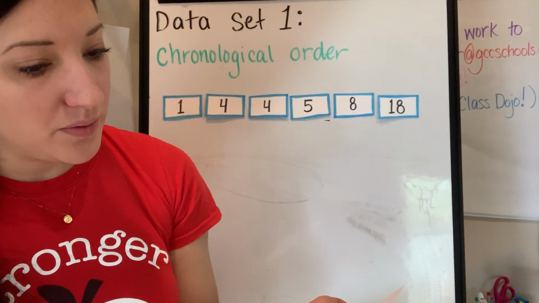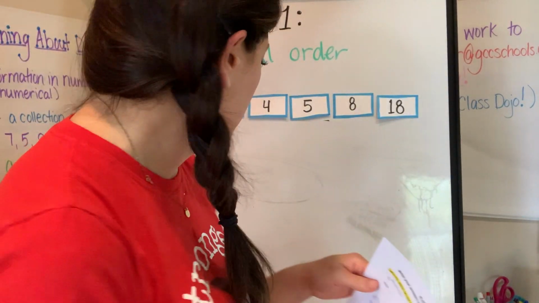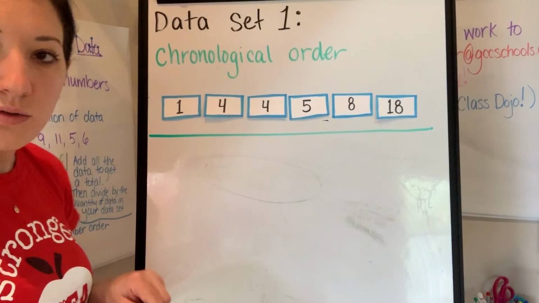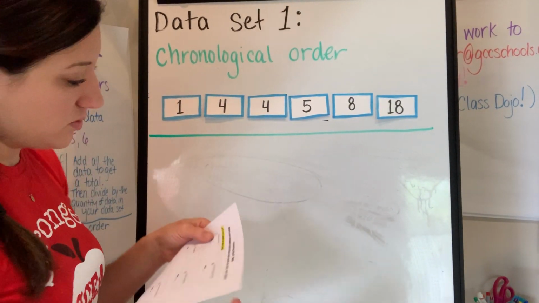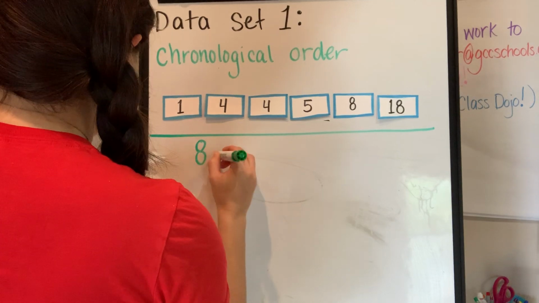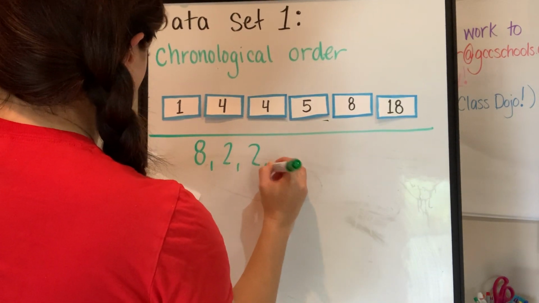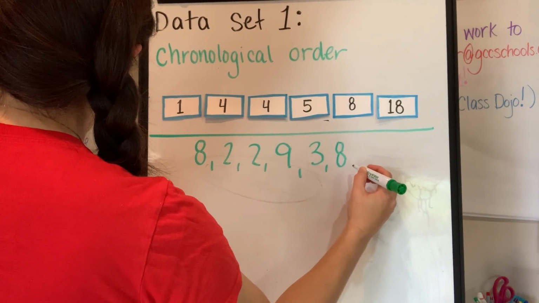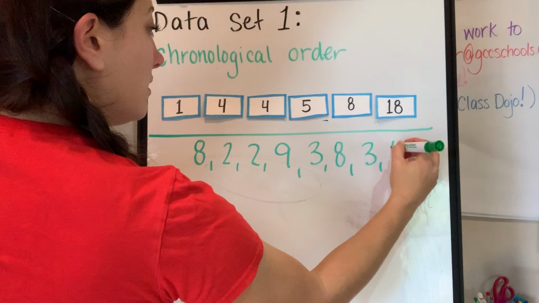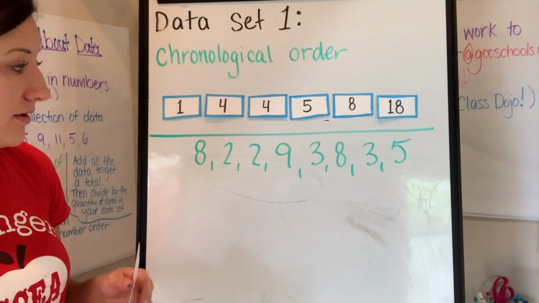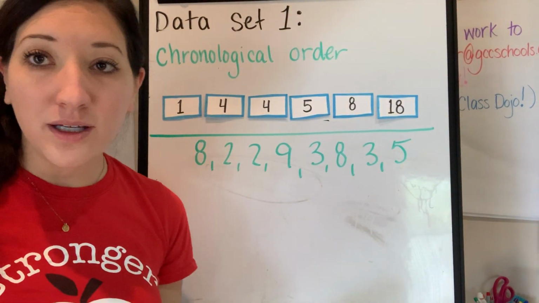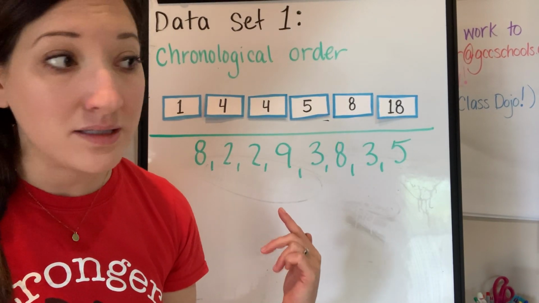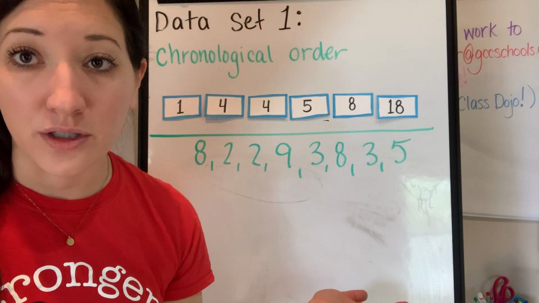The very first problem on your sheet, let's be done with this data set. New data set. Number 1, we have 8, 2, 2, 9, 3, 8, 3, 5. Okay, so if we're going to find the median, the very first step is we're going to rewrite the whole set. We're going to rewrite all of these in chronological order.